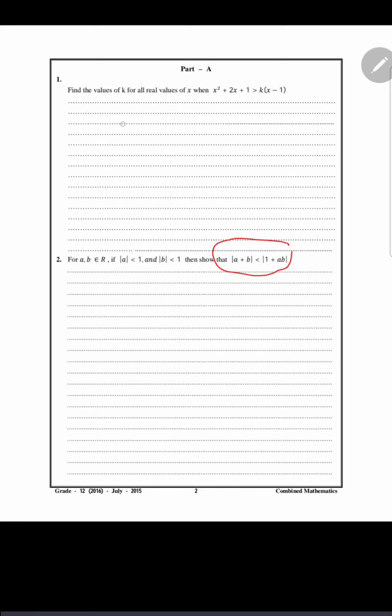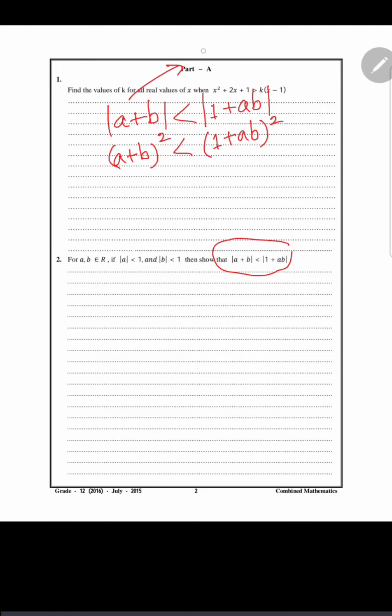So consider that |a+b| is less than |1+ab|. I'm going to square both sides, (a+b) squared, to remove the effect of the modulus. That is the reason to square both sides. When we have a modulus, we can square.